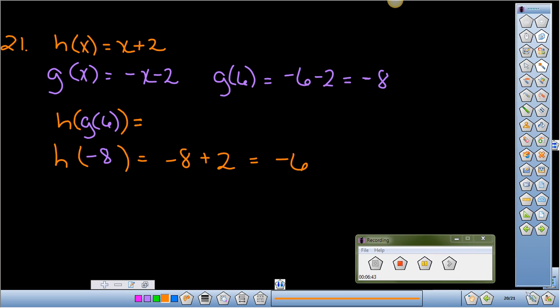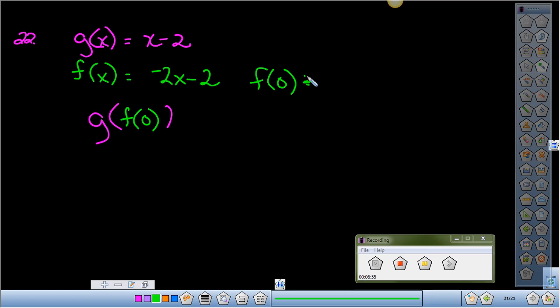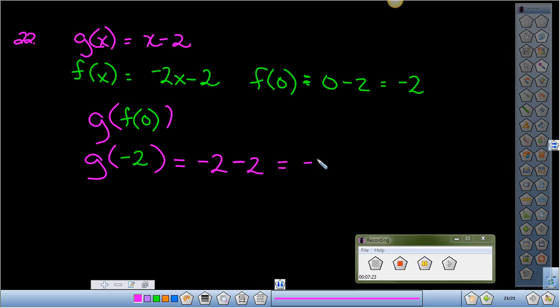And now finally, let's do question number 22. And it's pretty much the same. I'm going to first of all evaluate f of 0. So f of 0, if I take out the x, plug in 0, I'm going to get 0. So that's going to be 0 minus 2, or negative 2. I'm going to come down to this now and make a replacement. f of 0 we just found out was negative 2. And now I'm going to go to the g function, take out the x, plug in a negative 2, and subtract 2. And that's going to give me a negative 4. So your answer is negative 4. And that concludes this video.